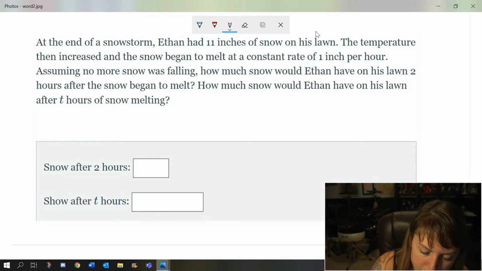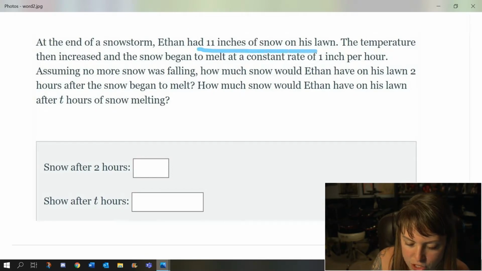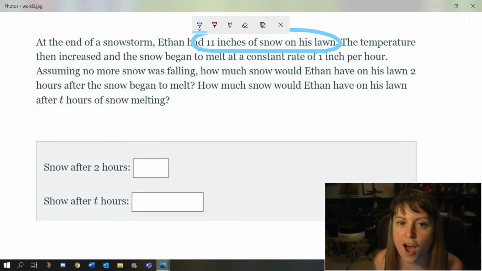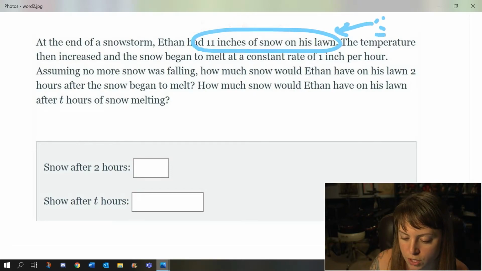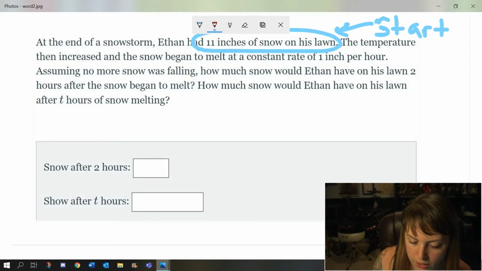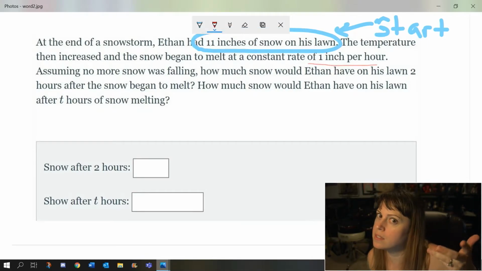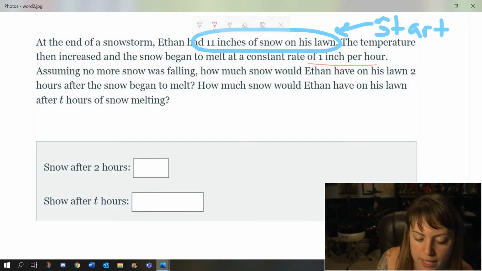So if we take a look here, okay, I know that I had 11 inches of snow. That's almost a foot of snow. That's some craziness right there. All right, so that's my y-intercept. That's my starting value. That's where I'm starting at. Start. All right, then what's my rate? Okay, well, 1 inch per hour, but am I getting snow? No, I'm losing snow. It's melting.